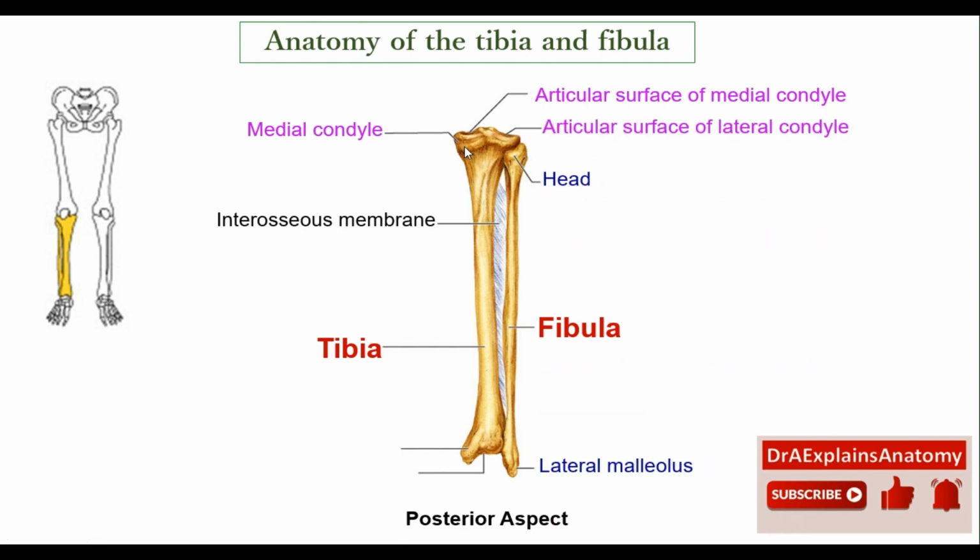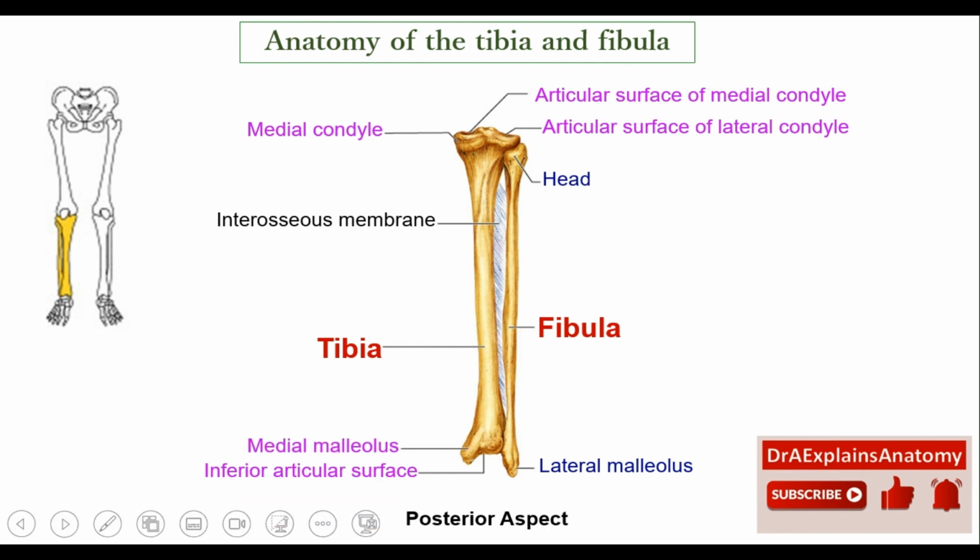Whereas this right here is the articular surface of the lateral condyle. The fibula will help you identify which articular surface is of the lateral condyle and which one is for the medial condyle of the femur. Right here we have the inferior articular surface, and the tibia provides the medial malleolus. So the lateral malleolus is on the fibula, the medial malleolus is on the tibia.